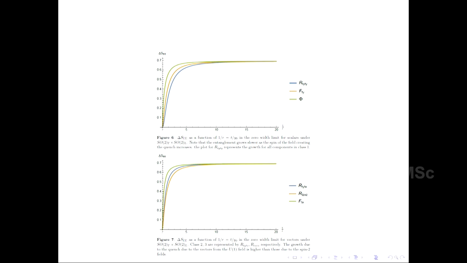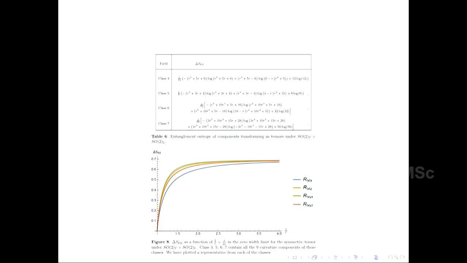There are different rates at which it saturates, which can be understood again in terms of the SO(2) times SO(2) representations. And the graviton is no different, at least in terms of the linearized theory, in this treatment. Here is the plot for all the components of the graviton and the various jumps.